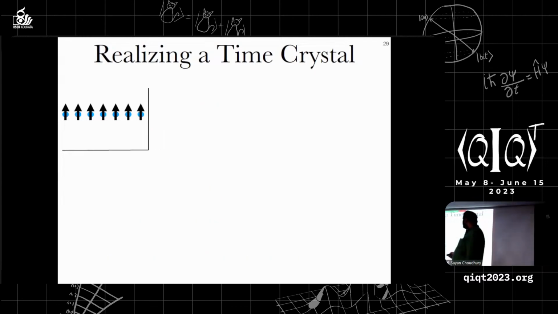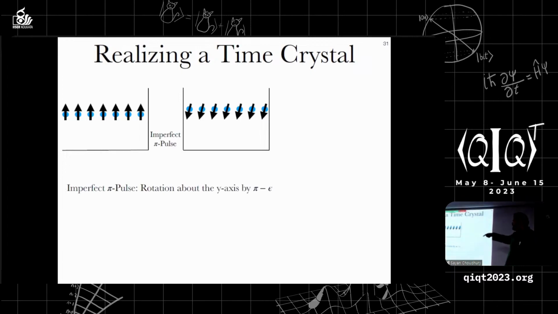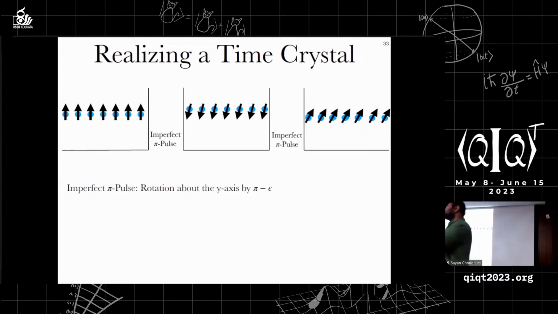imperfect? What happens when you make the pi pulse imperfect is the following. The spins essentially are not all going to point down; they're going to point in some other direction. And now if you keep giving these imperfect pi pulses, the spins are going to point in some other direction again, and so on. So once you start giving imperfect pulses, the spins are going to start showing beats.